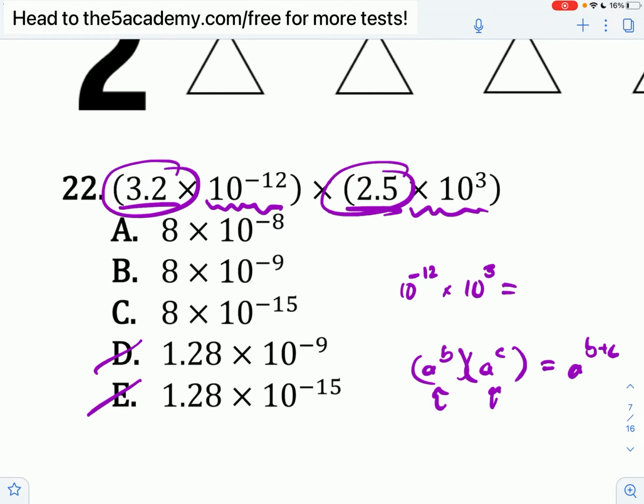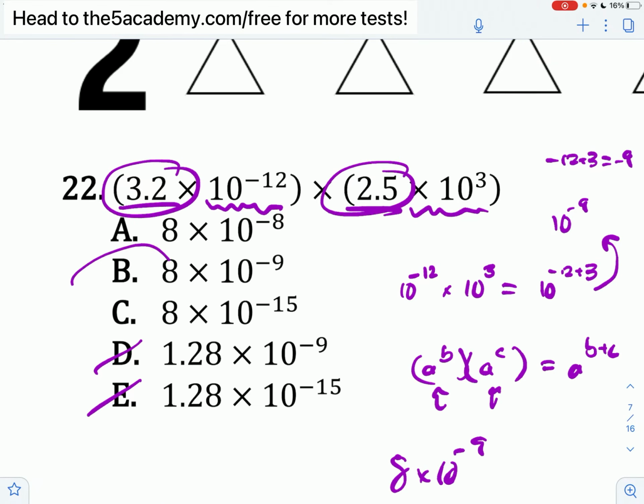You do the same thing here. They have the same base of 10, you keep the same base, and you just add the exponent. Okay, so 10 to the negative 12 plus 3. Negative 12 plus 3 is equal to negative 9, so 10 to the negative 9. 8 times 10 to the negative 9 is your answer.